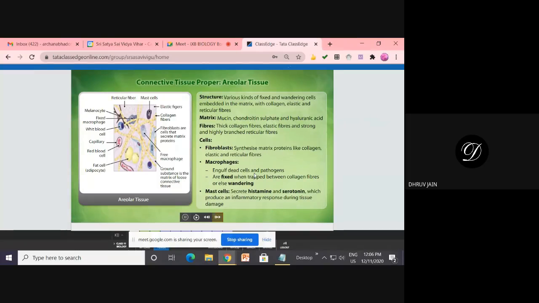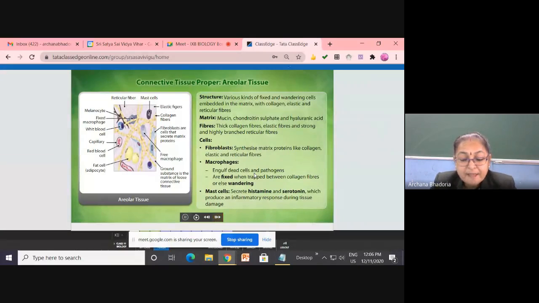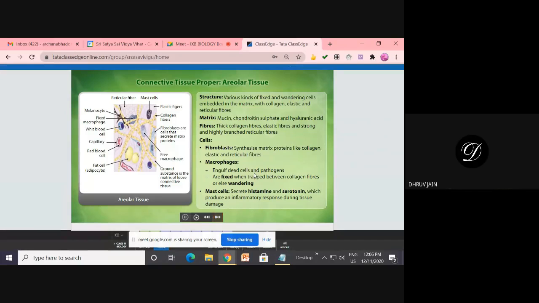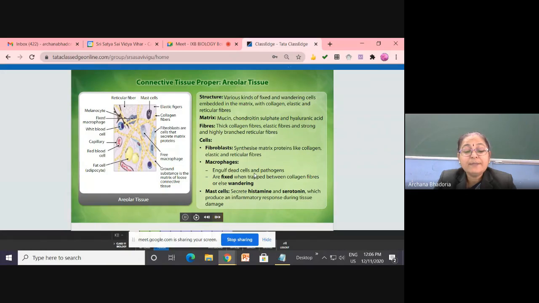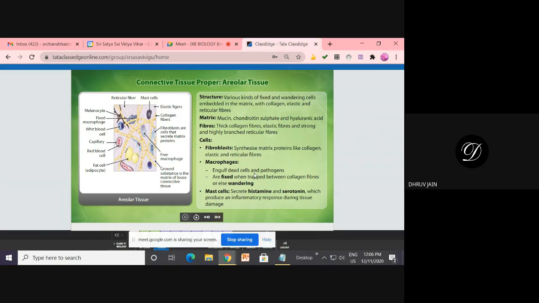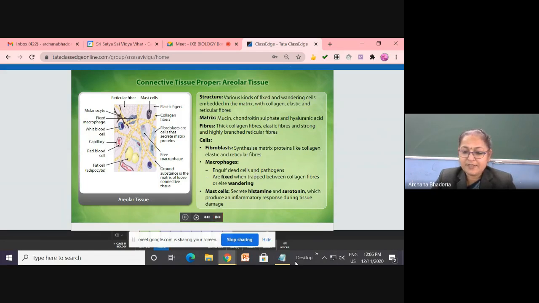Ma'am, can you please repeat this macrophages? Yeah, again. Macrophages, they are the large amoeboid cells. And what is the spelling of amoeboid? I'm writing, wait.